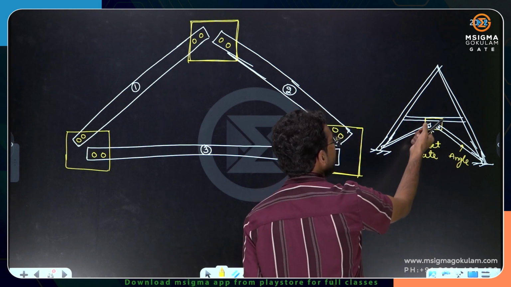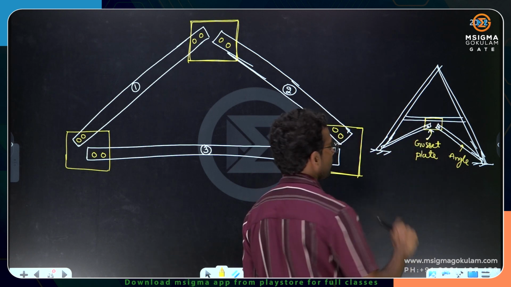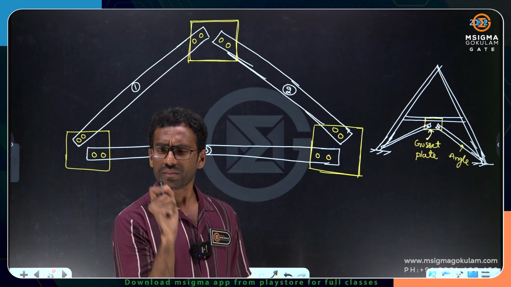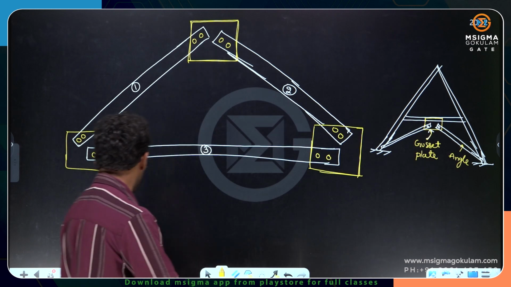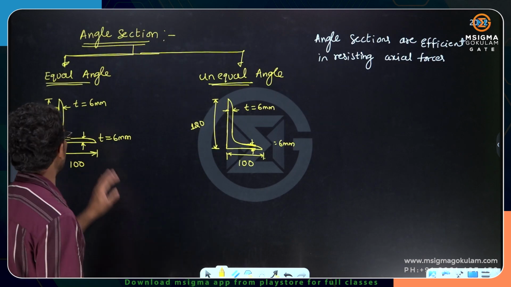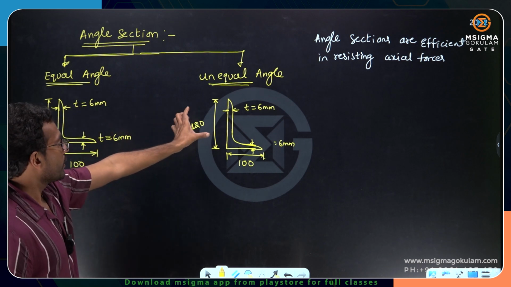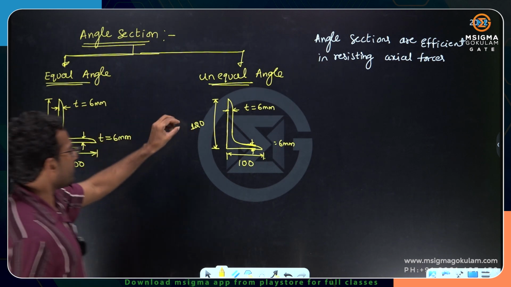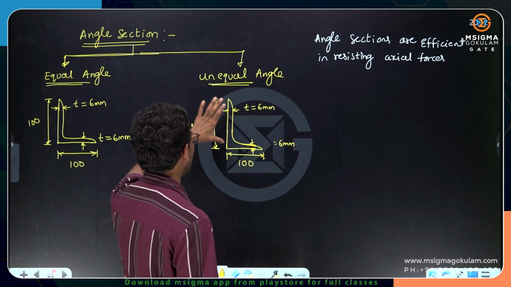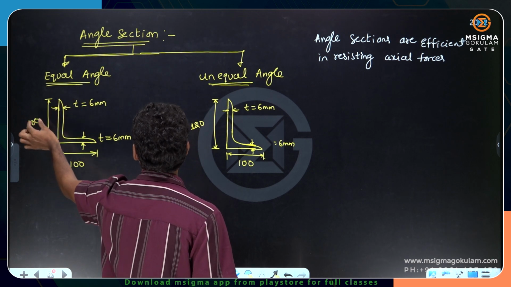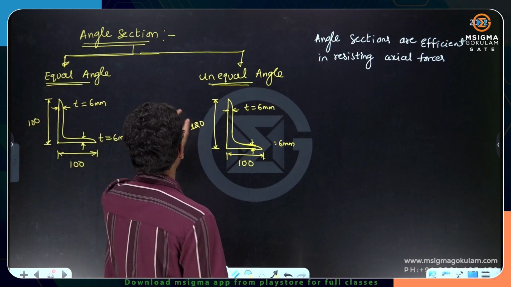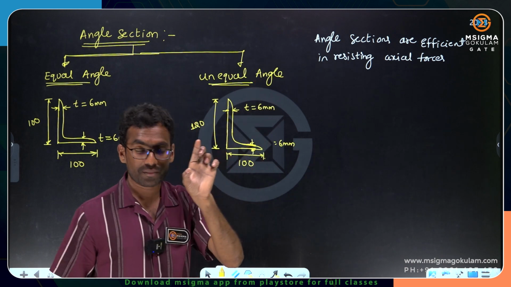So now listen, which leg do I have to connect to the gusset plate? That is the question mark. Dear students, go back. We have two angles, equal and unequal. Which has more area? Which has the highest one-leg area? Is 100 into 6 the higher area or 120 into 6 the higher area?